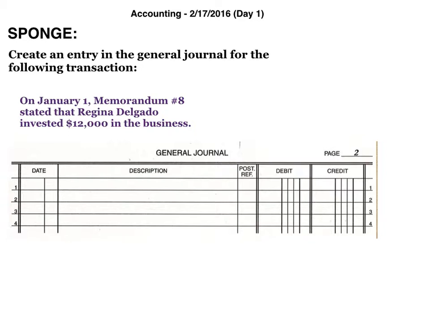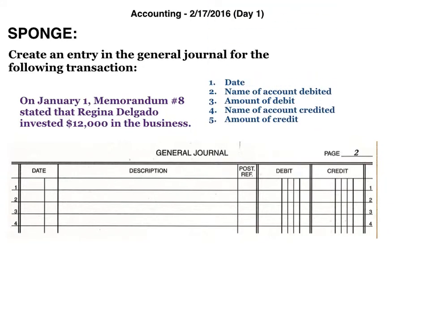So, what do we do here? How do we see the general journal in front of us? Let's just, as a reminder, look at how we complete this. If we remember, our first step is to enter the date, the name of the account debited, the amount of the debit, the name of the account credited, the amount of the credit, and then finally the source document. These are the 6 pieces of information that we need. Now where do they go and how do we position them?